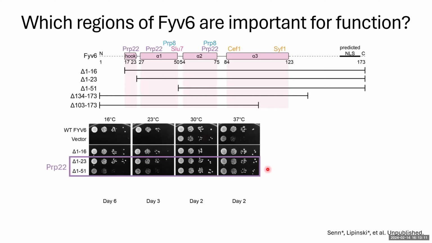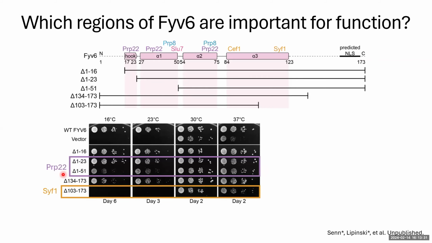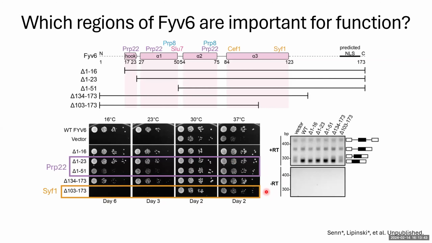We can see that when we truncate the regions that interact with PRP22, we only get very modest growth defects, especially in the second one, where we have truncations through the first alpha helix of FYV6. However, when we truncate through the CYP1 interacting region, we get, again, these marked growth defects that resemble the FYV6 deletion in its entirety. We can then look at splicing specifically by seeing if the alternative mRNA in Sus1 is produced in each of these truncation strains.